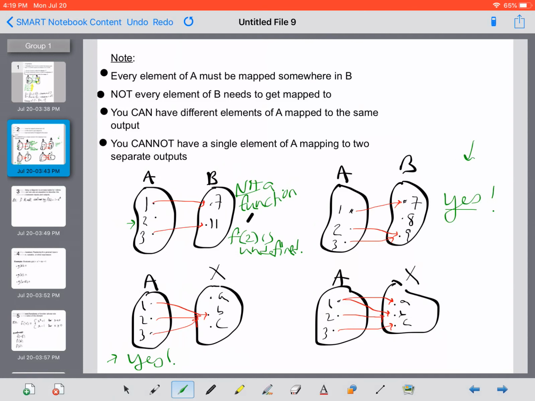But this last example here, this is not a function. And that's because the element 1 has 2 different outputs. So this is violating that fourth note from up above. You can't have a single element of A mapping to 2 separate outputs. This is saying that f of 1 is equal to A, but it's also equal to B. That's not allowed. You can't have a function mapping a single element of the domain to 2 different elements of the codomain. That's bad. So this is not a function.